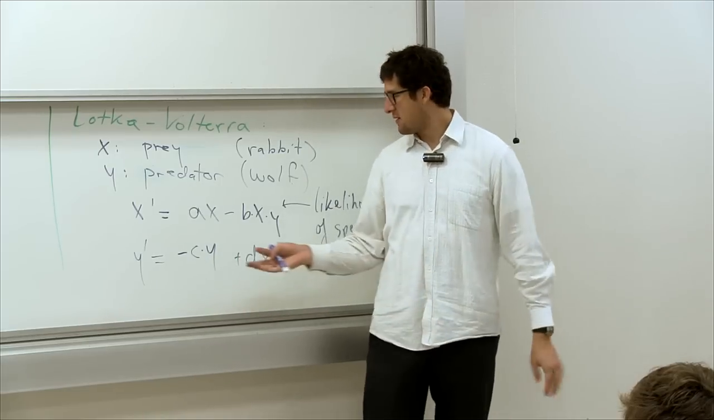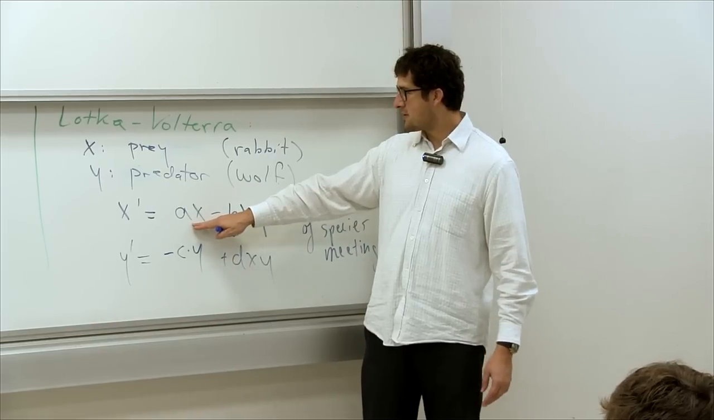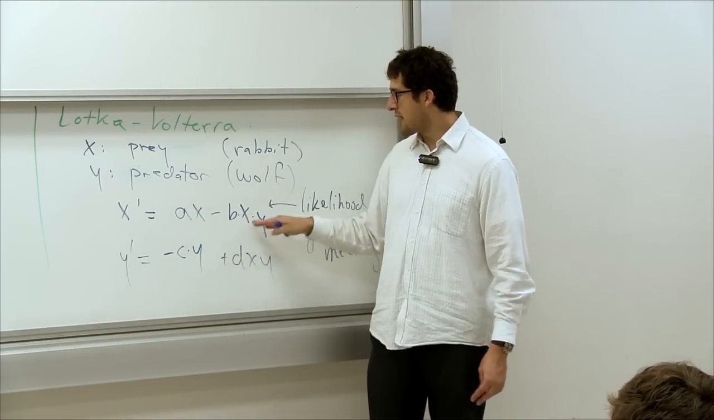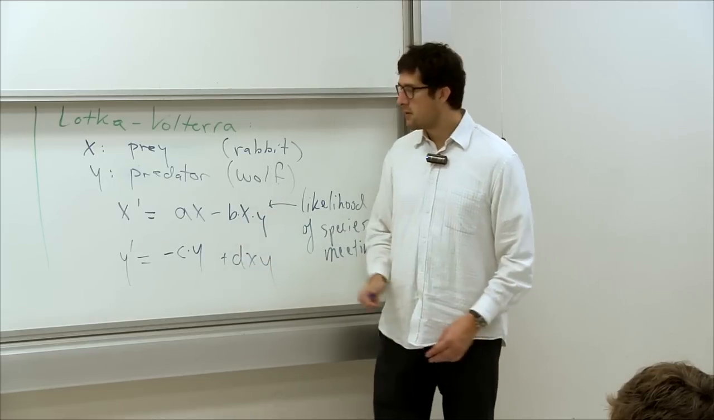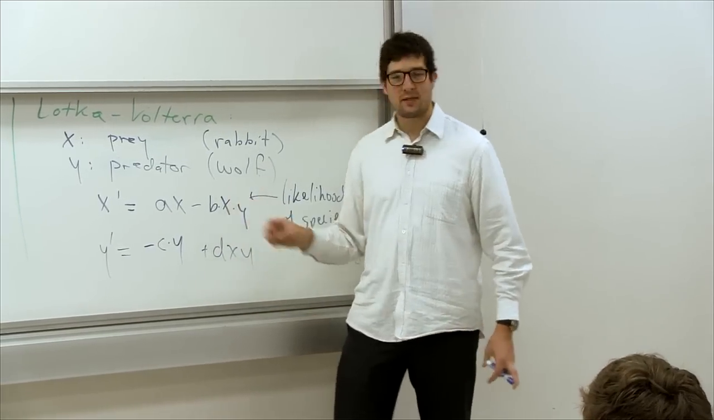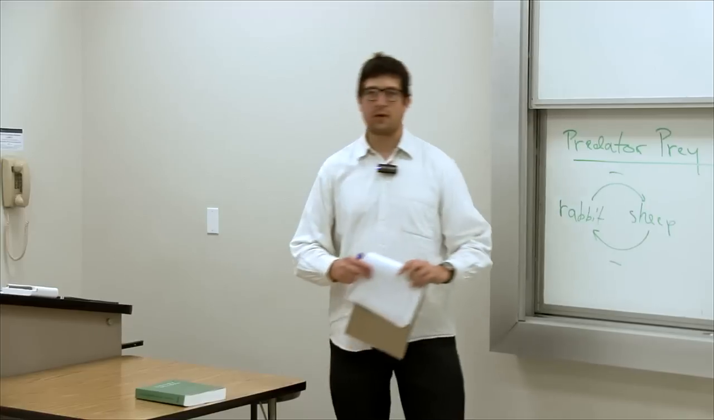So this is the model, a very simple model. Again, in the absence of wolves, these guys grow exponentially, and there are these interaction terms, okay? So it's almost as simple as you can imagine it. And so what we're going to do is analyze this model. Do you guys have any questions about the model?